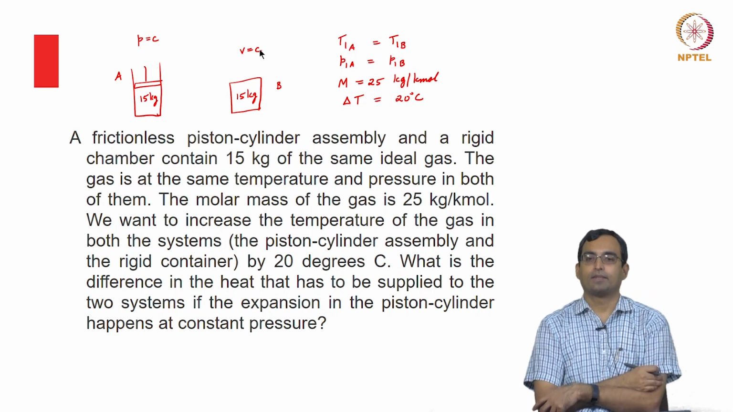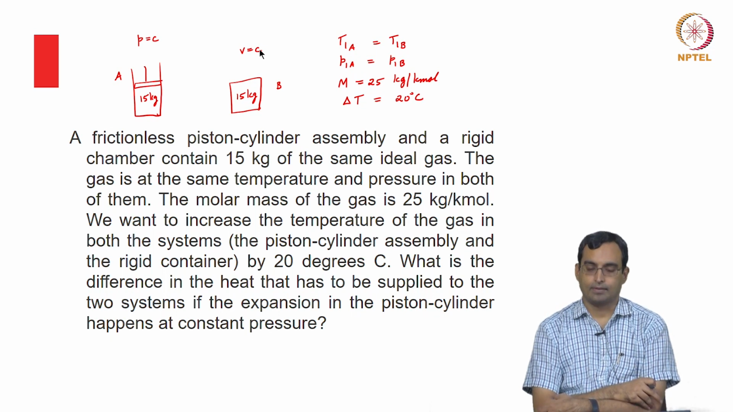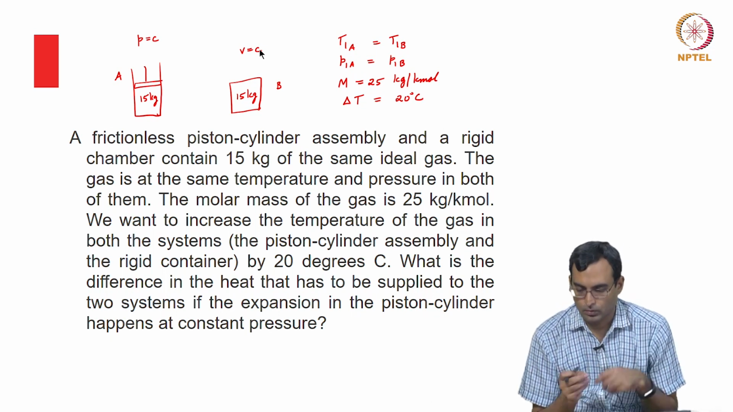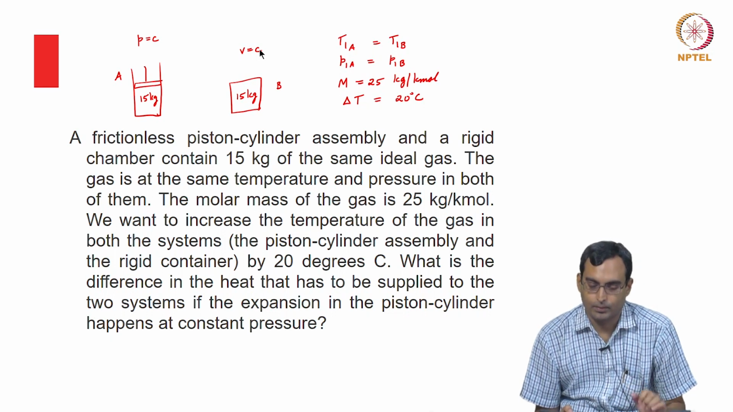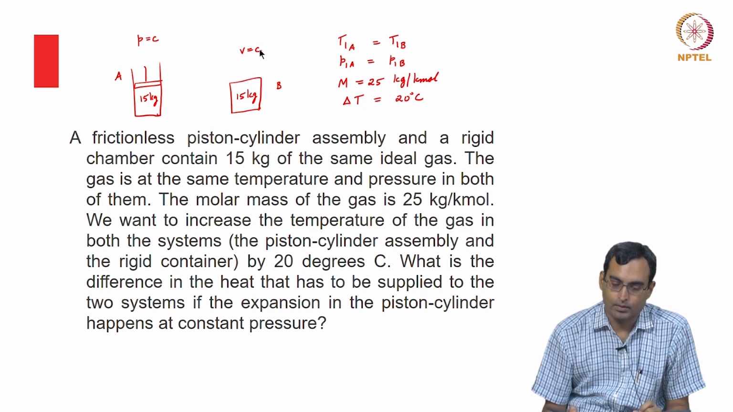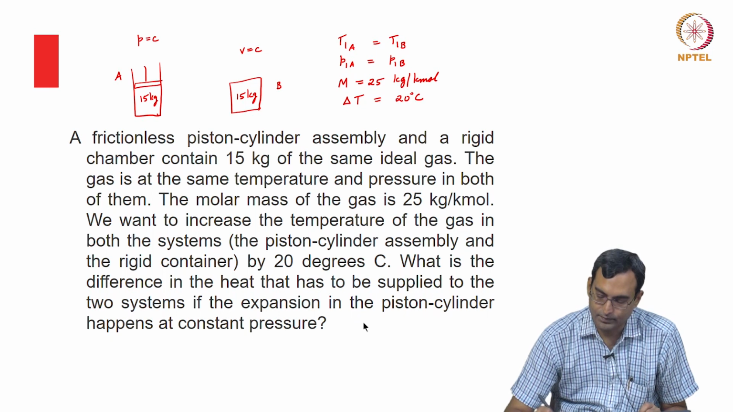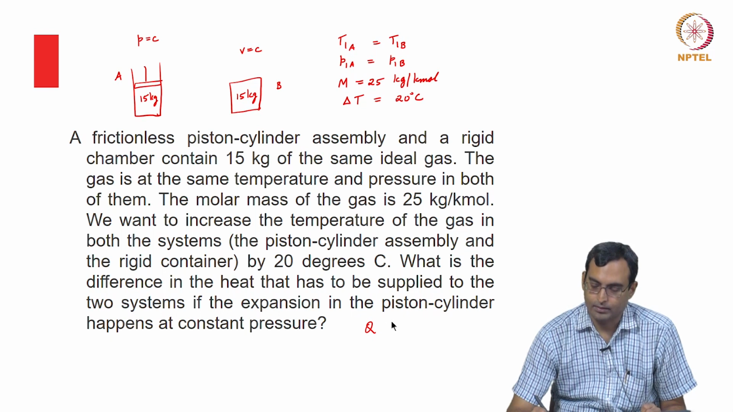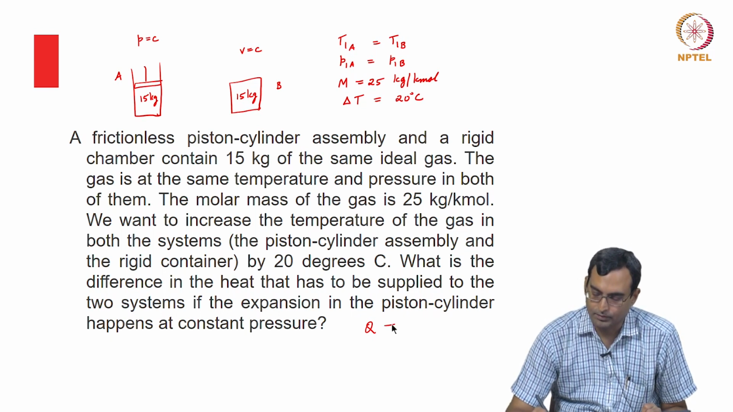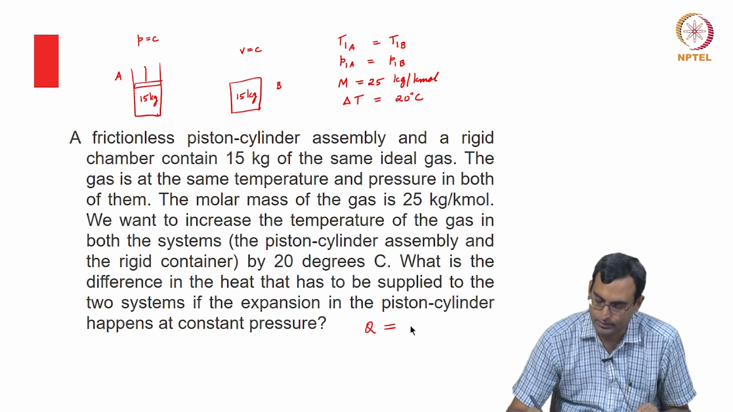So, the question is, what is the difference in the amount of heat which you have to give for the same delta T change in temperature? What we see is that over here we have heat transfer at constant pressure, and the other one we have heat transfer at constant volume. So, let us first take the constant volume case. The amount of heat transferred we can find out by first writing the first law. From the first law we have dE is Q minus W, or Q is essentially dE plus W.